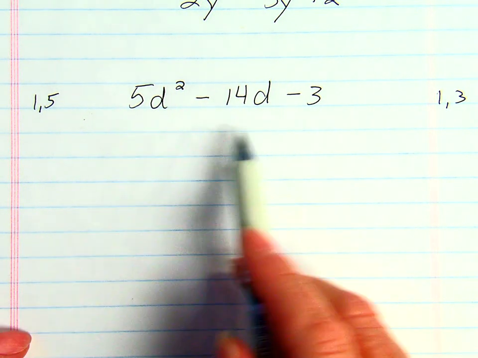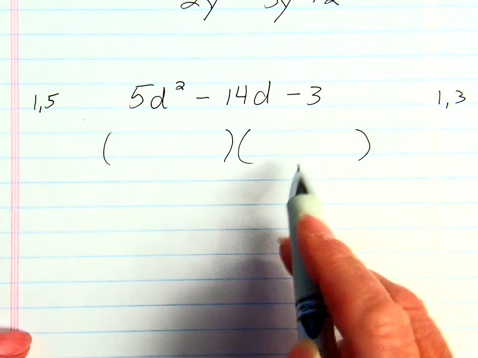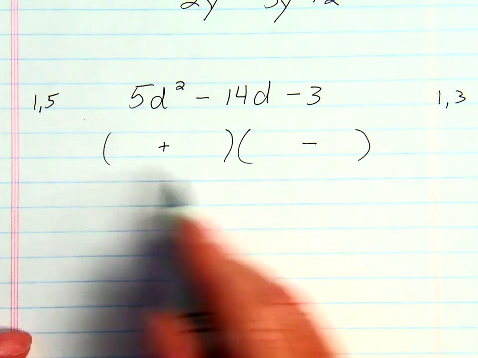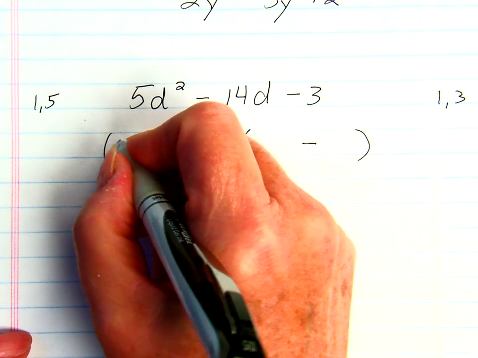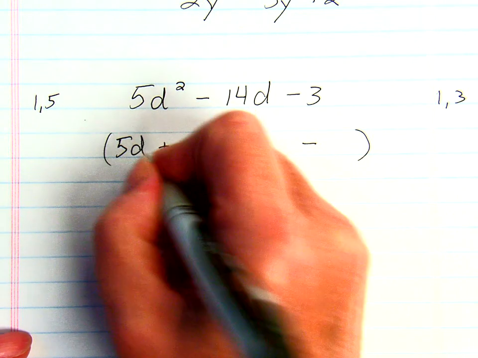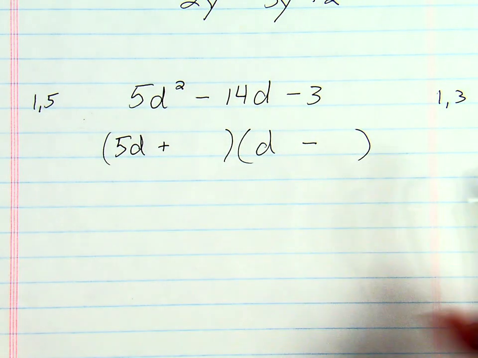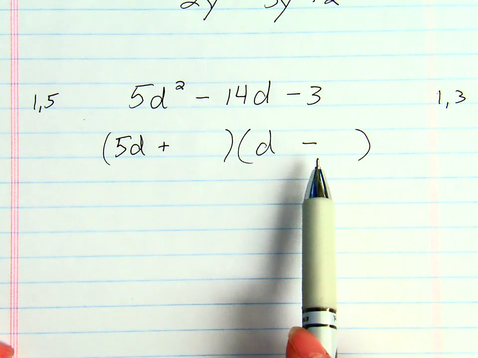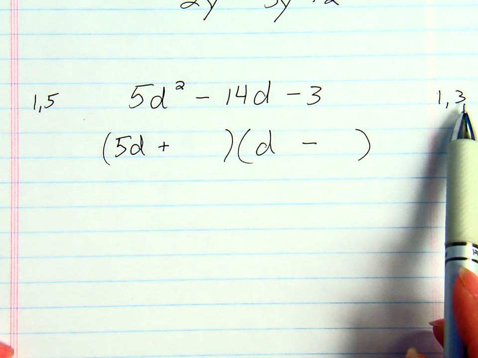Okay, so parentheses, setting it up. Knowing that because this is negative, I've got a positive parentheses and a negative parentheses. I know that one of these has to be 5d, and one of these is just d. Now I need to see how it all works together. I need 14, and I need it to be negative. So if I multiply 5 times 3, I'm going to get 15.